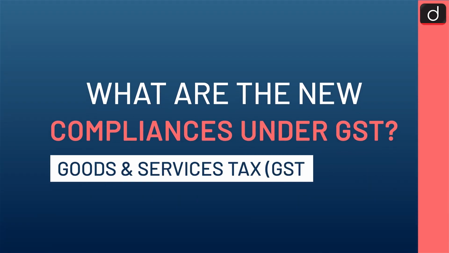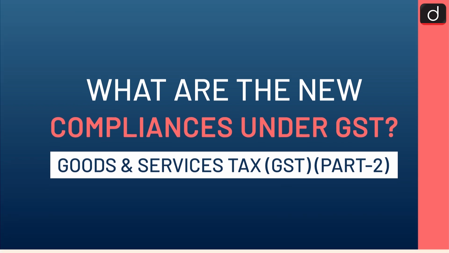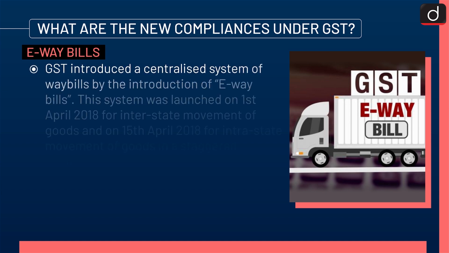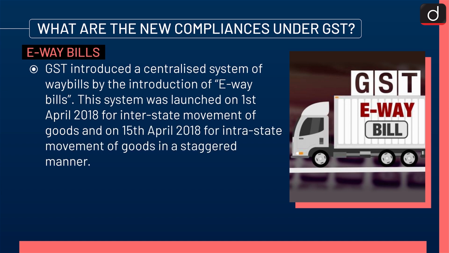Now lastly, let's understand what are the new compliances under GST. First is e-way bills. GST introduced a centralized system of way bills by the introduction of e-way bills. This system was launched on 1st April 2018 for interstate movement of goods and on 15th April 2018 for intrastate movement of goods in a staggered manner.